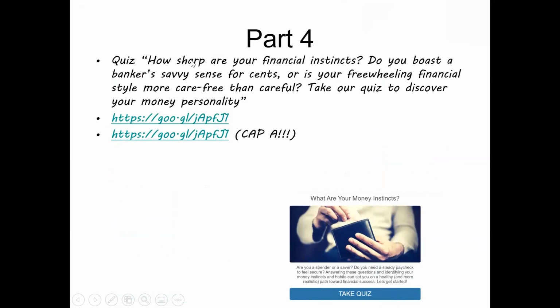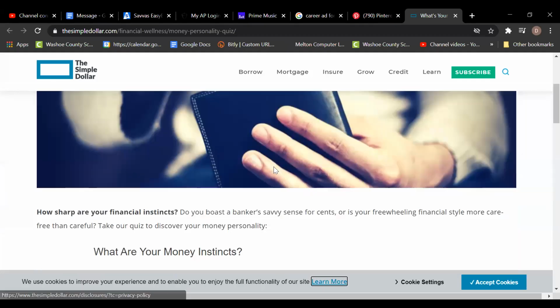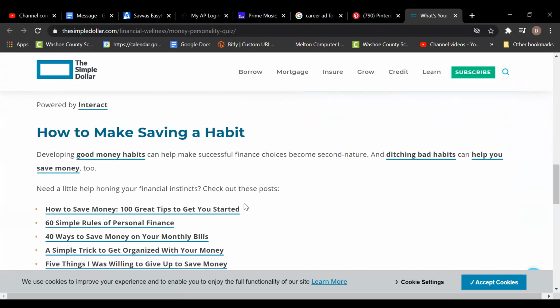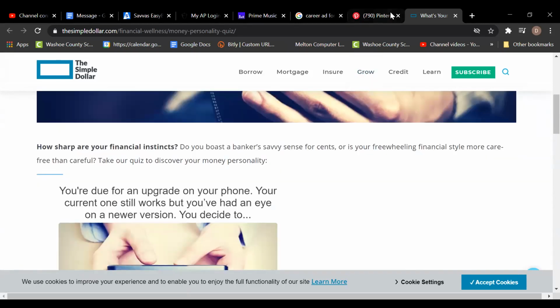Okay, next, I want you to take a quiz on how sharp your financial instincts are. Do you have a banker's savvy sense, or are you a freewheeling financial style, more carefree than careful? Take the quiz to find out. Keep in mind this is a capital A and capital J, so make sure you type that in. When you have that, this is what it looks like, and you're going to click on take quiz and keep moving forward. When you're done, give me a little summary of what it says about you.